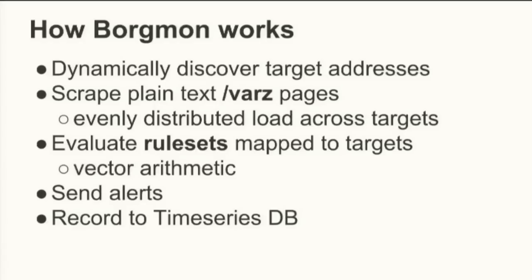It's very simple. The interface is plain text variables being exported from targets, and that's the API which allows it to scale across multiple targets without having to write individual checks. The rule sets are a programmable DSL that describe the relationships between these time series that you can perform computations on. It's kind of vector arithmetic, and then you can specify particular types of rules that say whether or not an alert condition has occurred. All of this data gets recorded into the time series database, so you can look at it and navigate around.